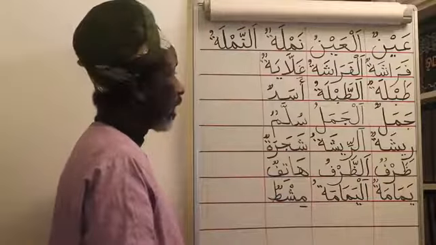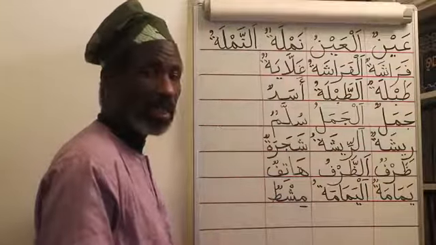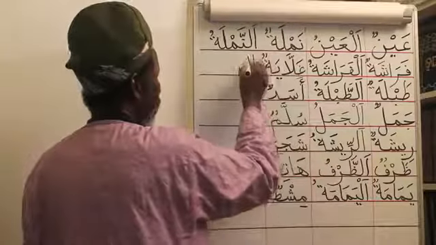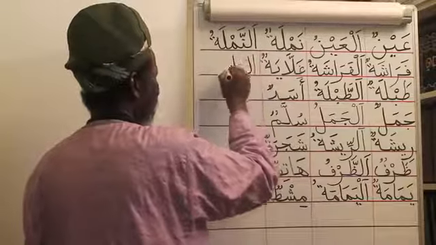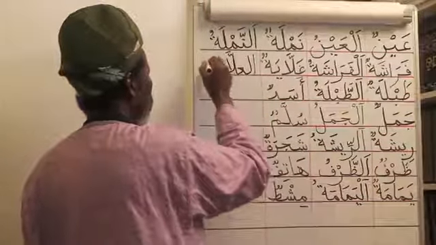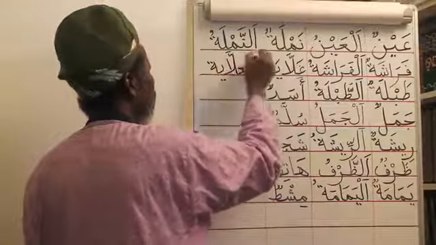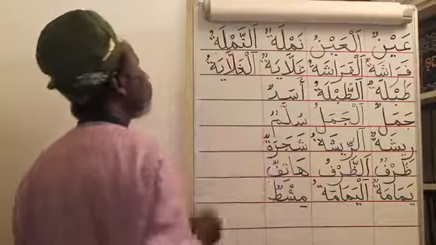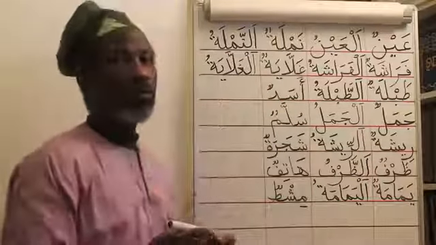Next, Ghallayatun. Ghain is a moon letter. Al-Ghallayatu. We retain the sukun on the lam.